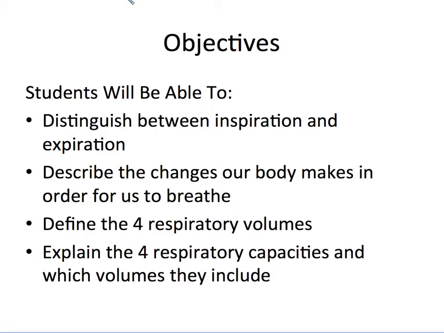With this, you will be able to distinguish between what's known as inspiration and expiration. So not inspiration like, "I want to do that. You've inspired me." Different. This is anatomy and inspiration. You will be able to describe the changes our body makes in order for us to breathe. We're going to talk about 4 respiratory volumes and 4 respiratory capacities. These capacities are going to include the 4 volumes, so it's a question of which ones go where.